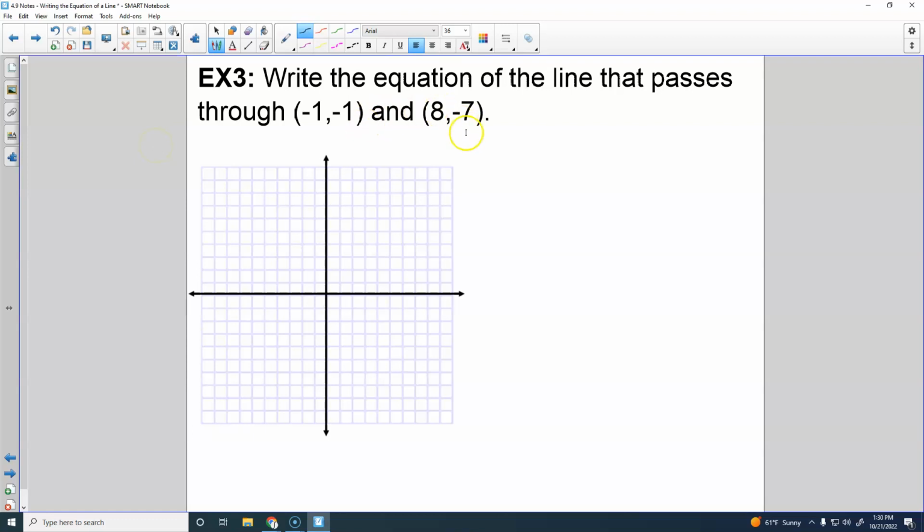Third one here with the graph. So I've got -1, -1, and 8, -7. I did. No, you did -1, +1. Okay, let's fix that.